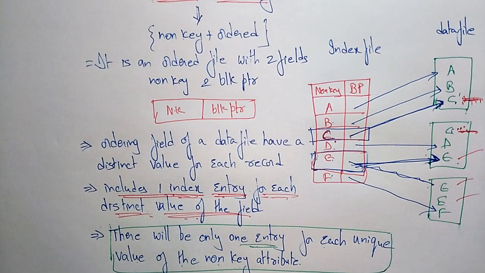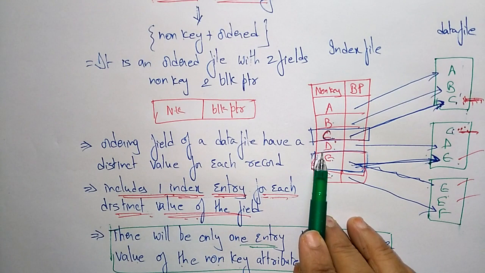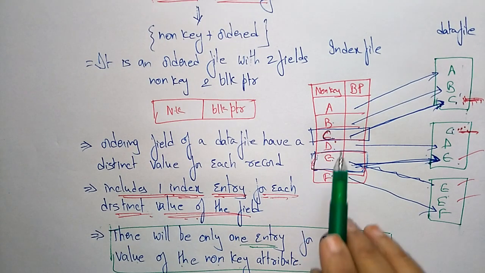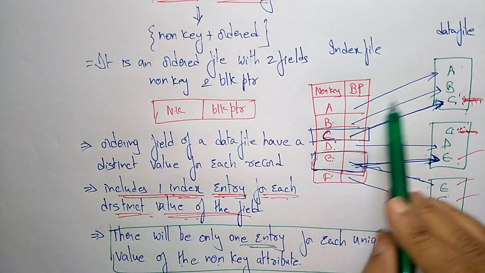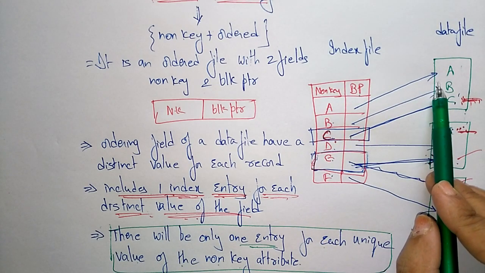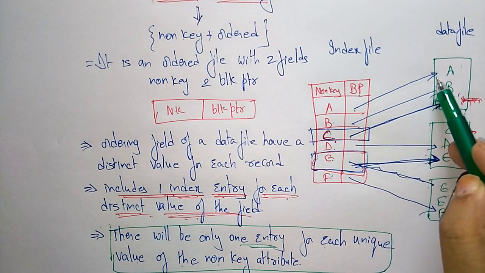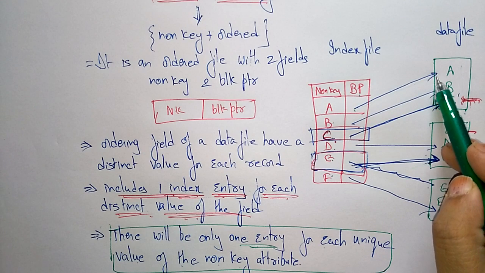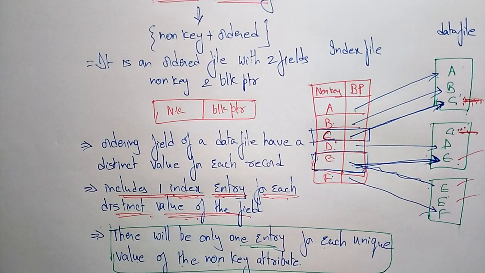Here an index entry is created for each distinct value. For each distinct value, first index entries are created. Okay, and then these are the block pointers. The block pointer points to the first block where the non-key value is available. Here the type of index used is both dense as well as sparse.